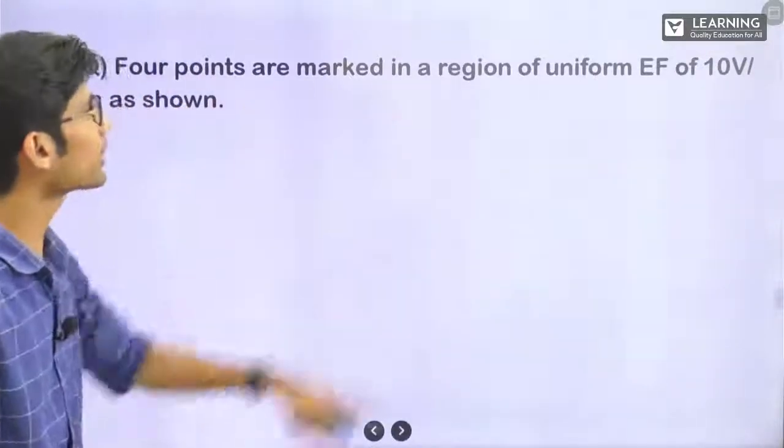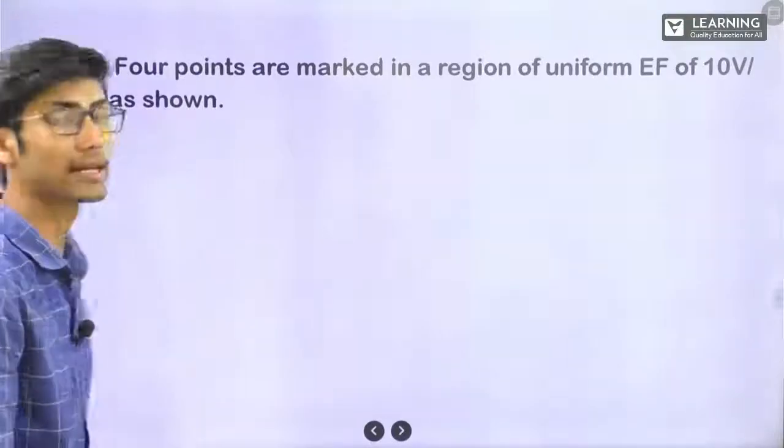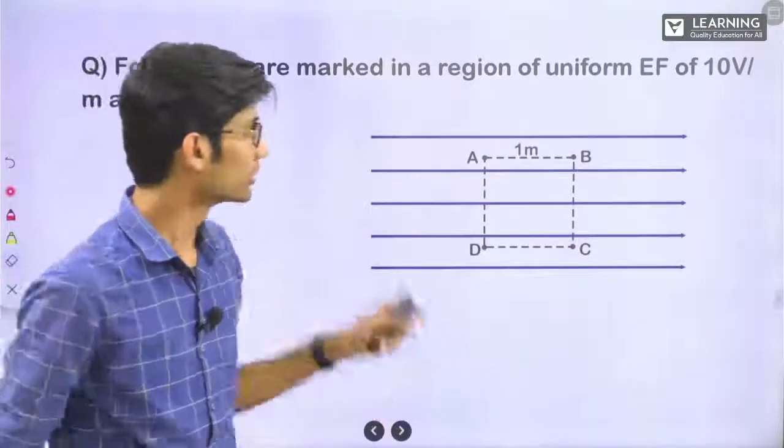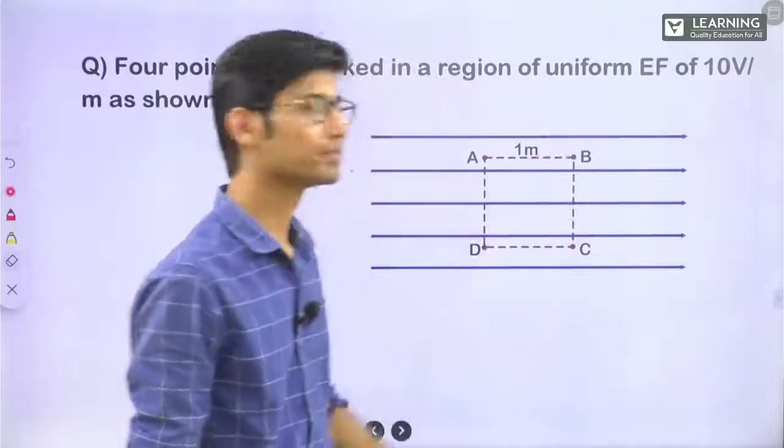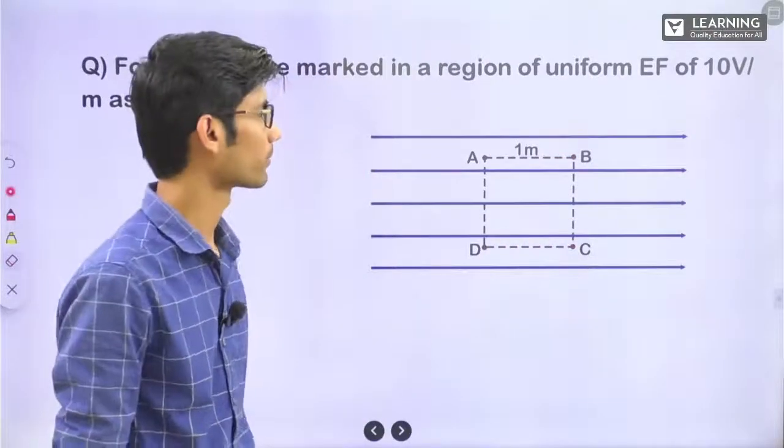Now four points are marked in a region of uniform electric field of 10 volt per meter as shown. This is uniform electric field. These are four points marked, shown here. Okay.